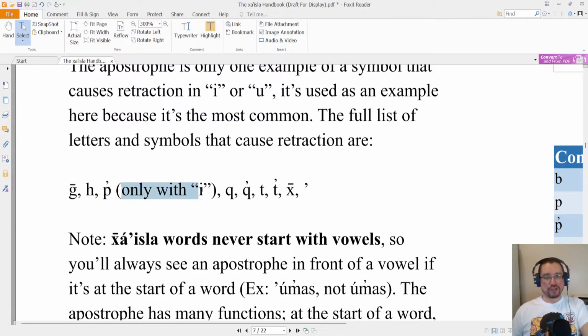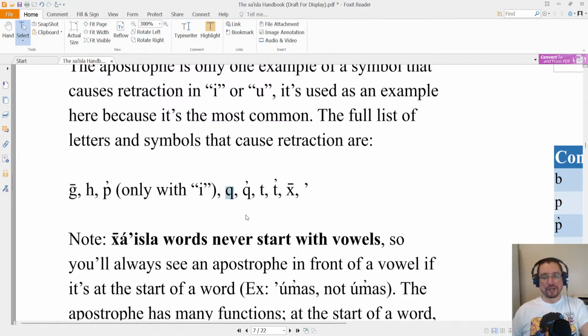It's also important to note that this only happens with I. So if you have an apostrophe P followed by an I, it sounds like A. Whereas an apostrophe P followed by a U still sounds like oo. The U doesn't change. The oo sound stays the same. We have a regular Q. We have what's called an ejective Q, so it's a Q with an apostrophe on top of it. We have a regular T. Then we have an apostrophe T.